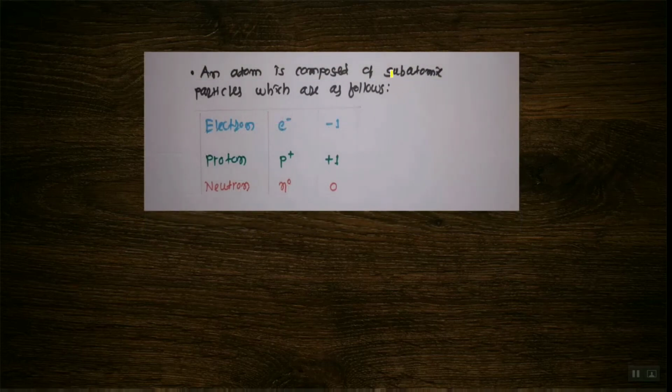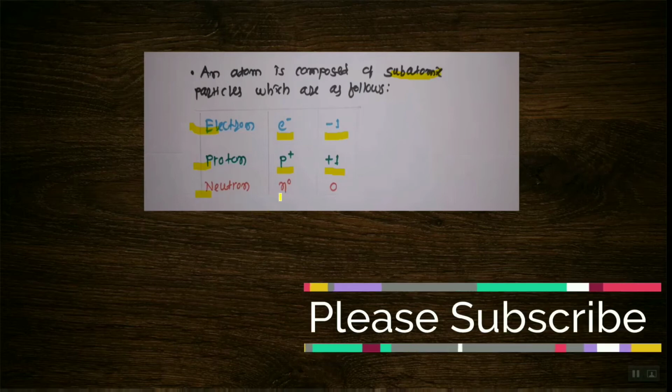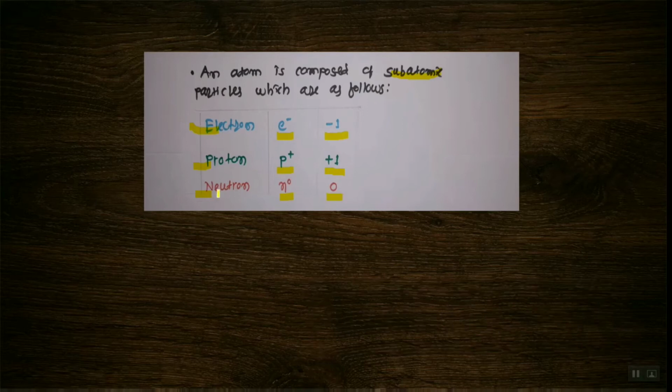An atom is composed of subatomic particles, which are as follows. The first one, the electron: the symbol is e minus, and the charge on the electron is -1. The second fundamental particle is the proton: the symbol is p plus, and the charge on the proton is positive. And the last one, the neutron: the symbol is n, and there is no charge. So the neutron is chargeless, the electron has a negative charge, and the proton has a positive charge. That's why the whole atom is electrically neutral.